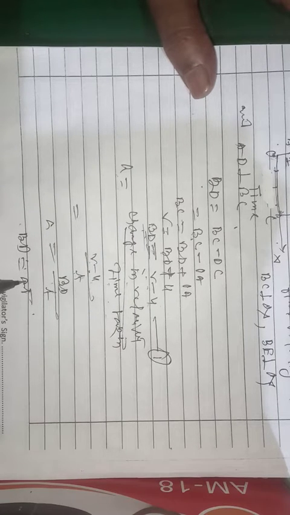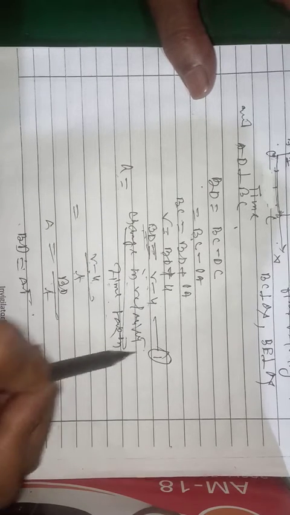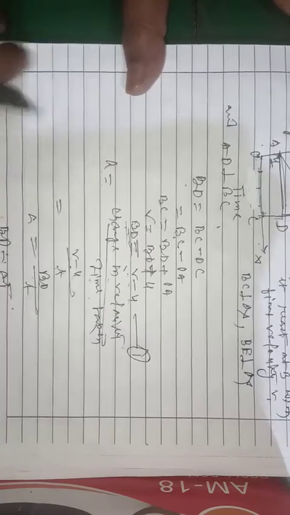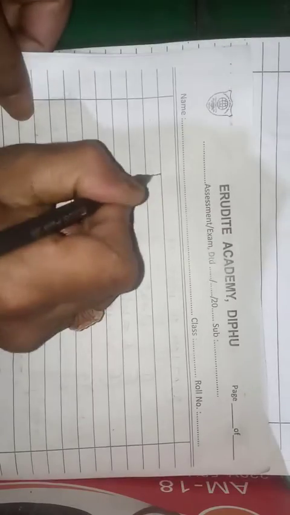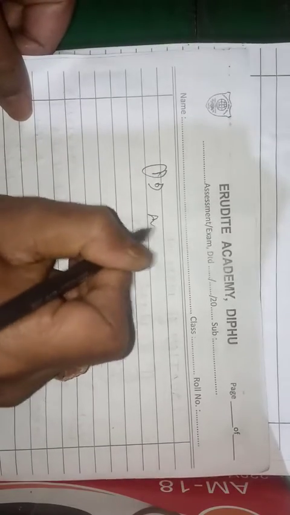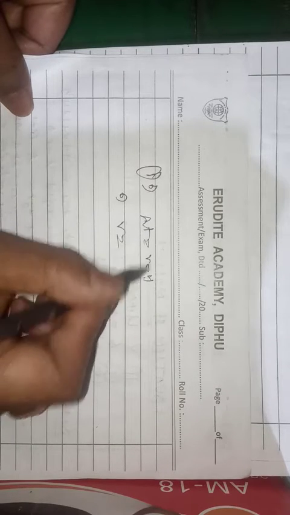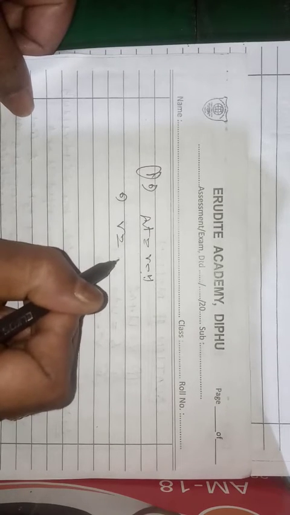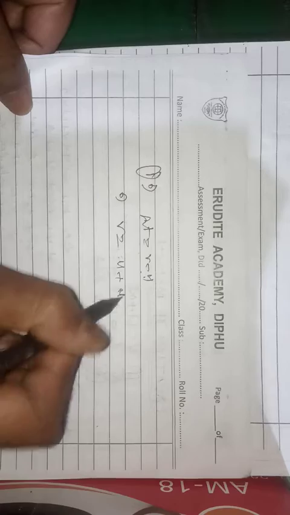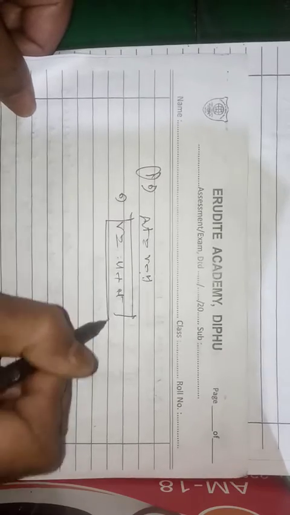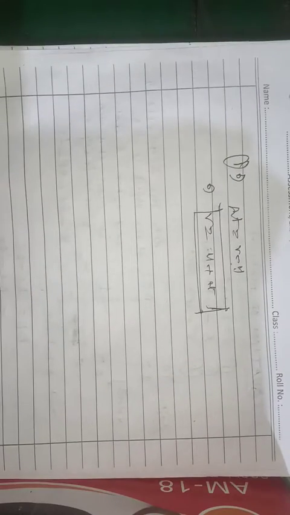Now this BD value we will substitute in equation number 1. Then BD will be at. So in equation number 1, BD means at equal to v minus u. Now v is equal to u plus at after transferring to the left hand side. This is the first formula of kinematics we are able to prove here. Now we are going to prove the second kinematics formula.